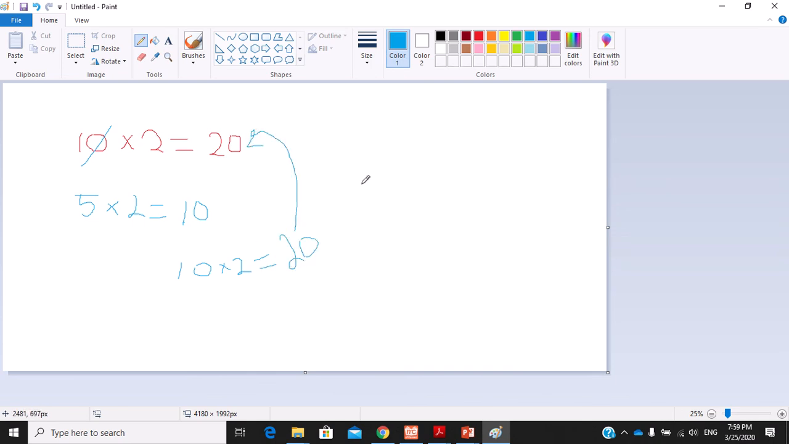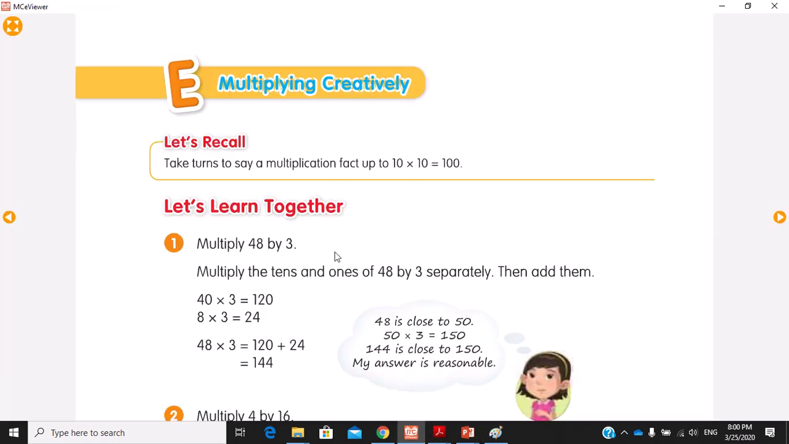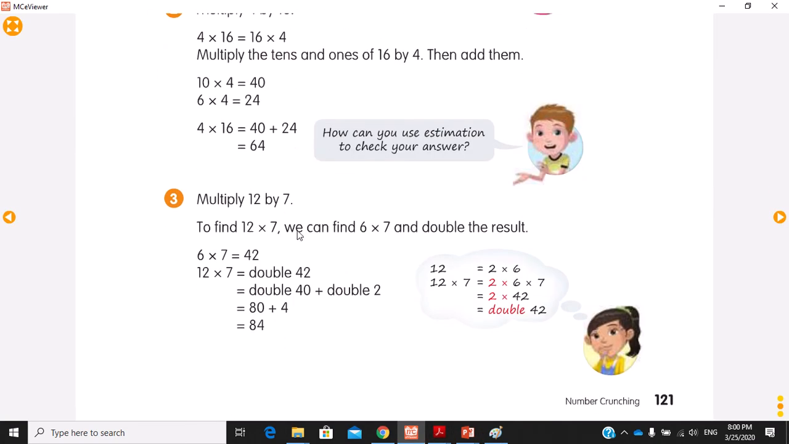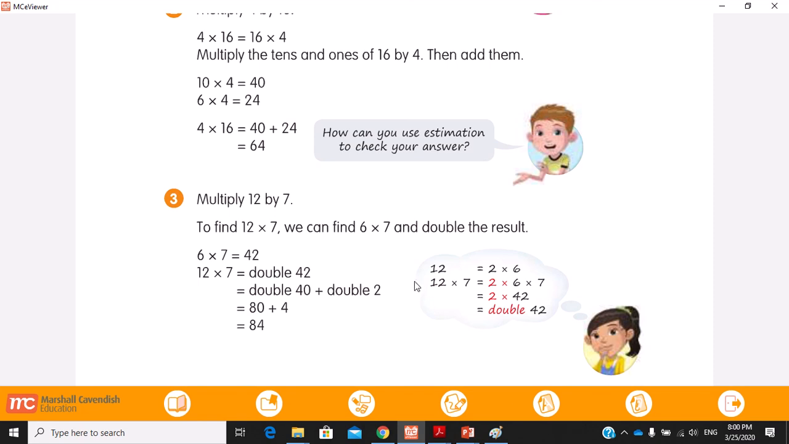Okay, now they're giving us a different example. I mean, it's the same but with different numbers. So we have here the number 12 times 7. Look what they're doing here. To find 12 times 7, we can find 6 times 7 first and then double the result. So if you find out that 12 times 7 is difficult, you can make 12 into a half. After you do that, which is the number 6, you can multiply that with the number 7 and then double the result.